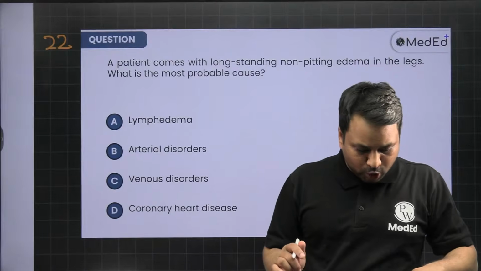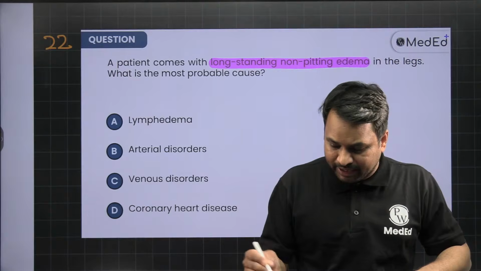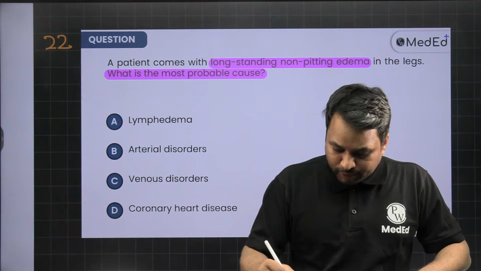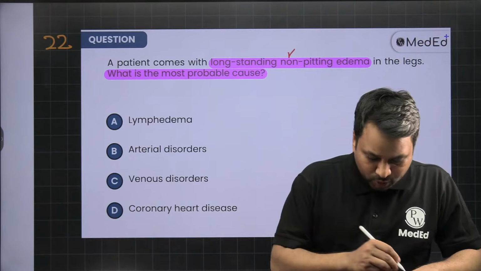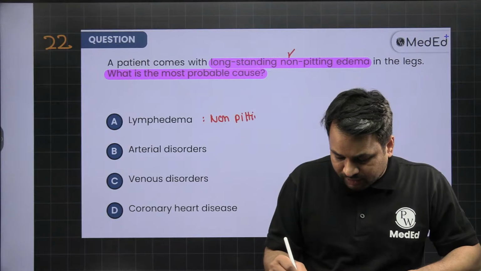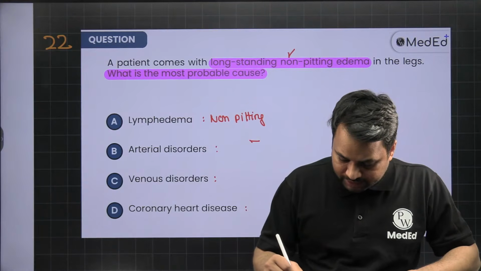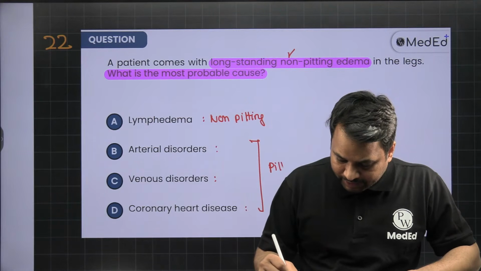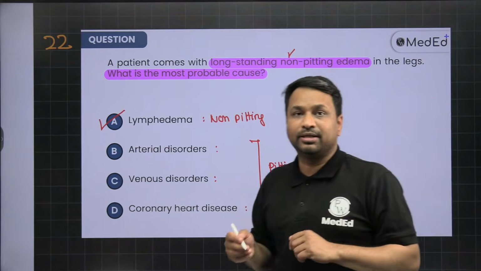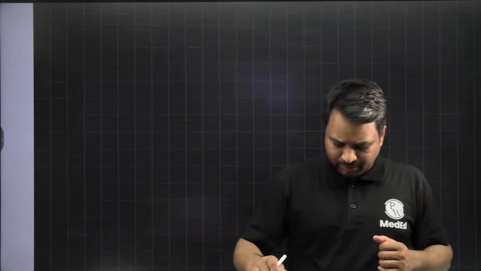Question number 22 is a very straightforward question. A patient comes with long-standing non-pitting edema in the legs. What is the most probable cause? So you're talking about non-pitting edema. See, lymphedema will be non-pitting. If it is an arterial disorder, venous disorder, or coronary artery disease, all of them present with pitting edema. So the answer is straightforward here. 22 is going to be A for Ahmedabad. Lymphedema is a chronic inflammatory response, so it is going to have non-pitting edema.